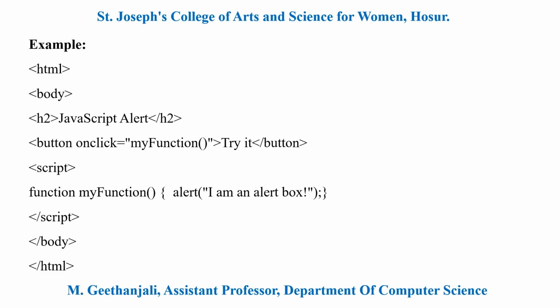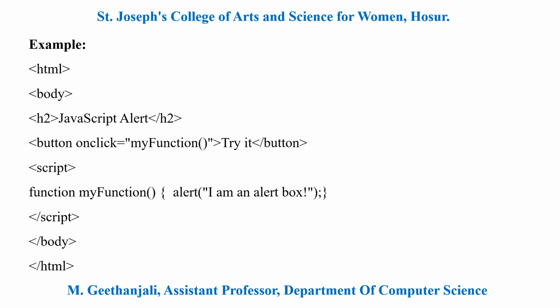Here is the example. The example here is HTML. You have to open the HTML and open the body. Then I give a heading, JavaScript alert. Then a button with onclick myFunction, Try it. Then script. Here I have to give one function. The function name is myFunction. In that function I give one message, that is an alert message, I am an alert box. Then close the script. Afterwards close the body and close the HTML.